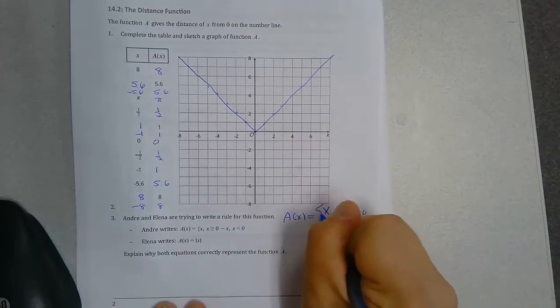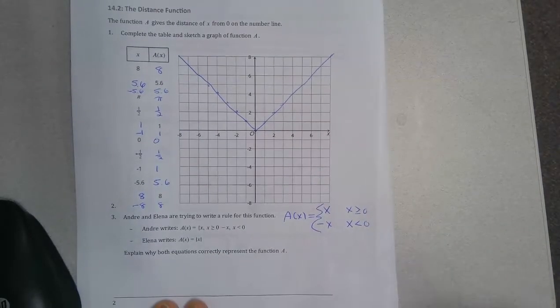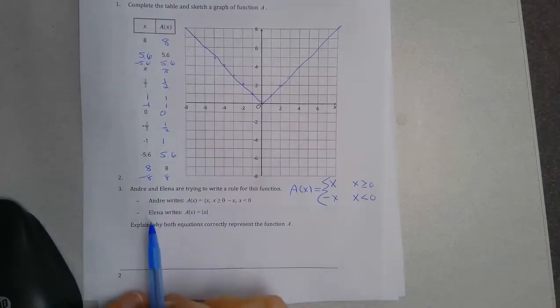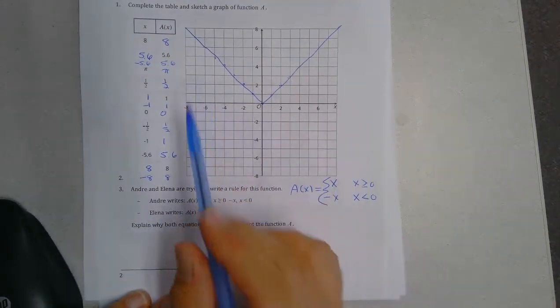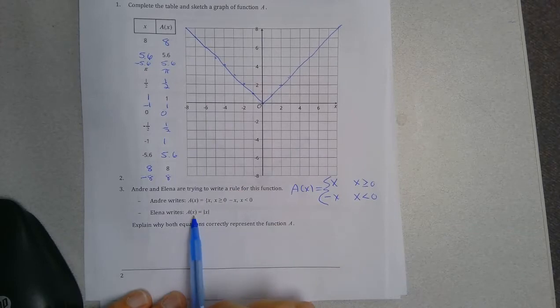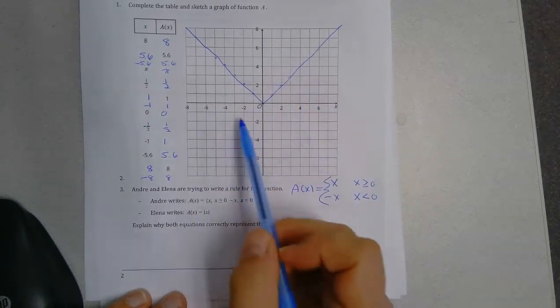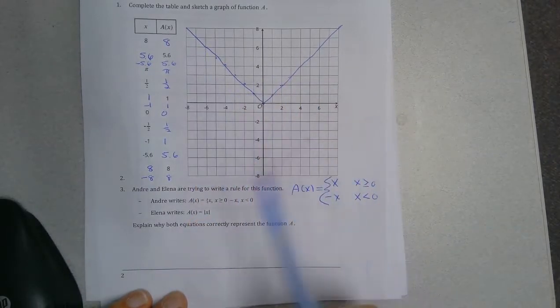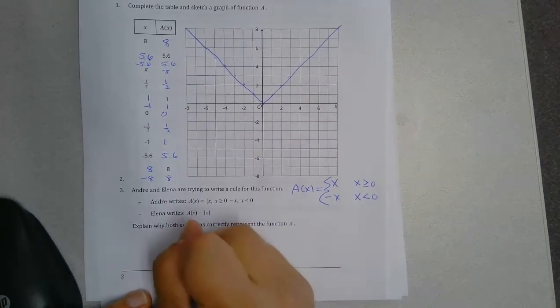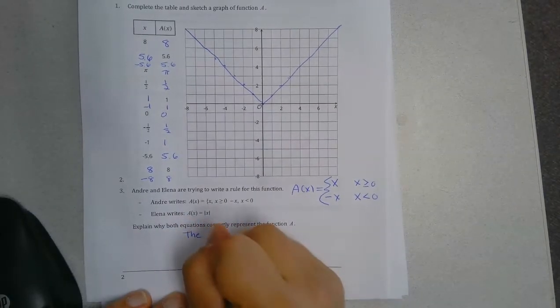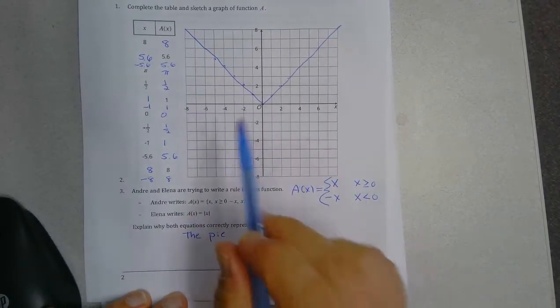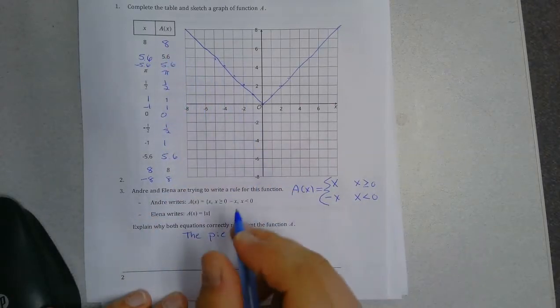So you can write the absolute value function as a piecewise function. To explain why that's true, the piecewise function also correctly describes the absolute value function. So the piecewise function is the same graph as the absolute value function.